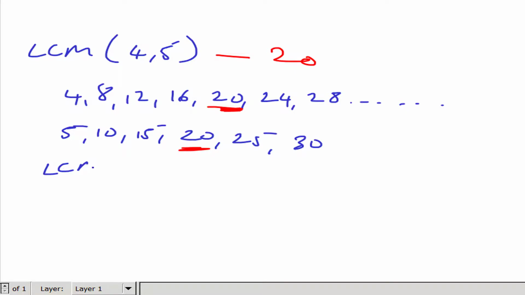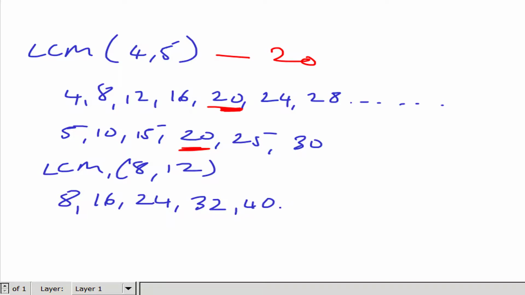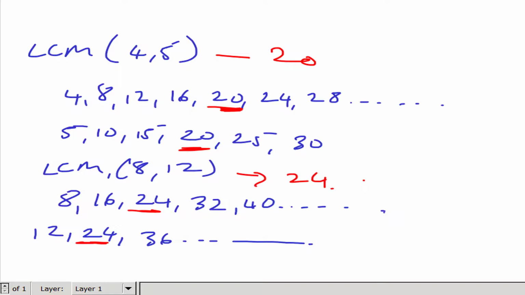What if we need to find the LCM of, say, 8 and 12 as an example? First of all, write out the multiples of 8: 8, 16, 24, 32, 40, and so forth. Then 12, 24, 36, etc. And already I can see a common number. You've got 24 here as the lowest number, which is the same in the multiples of 12, which is 24. So the answer is 24.